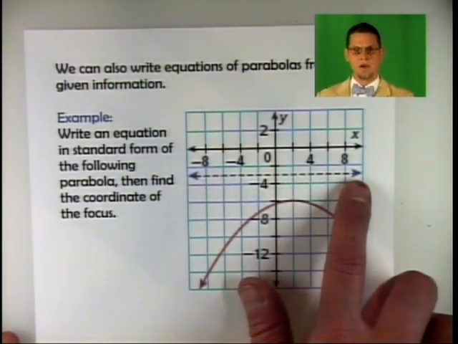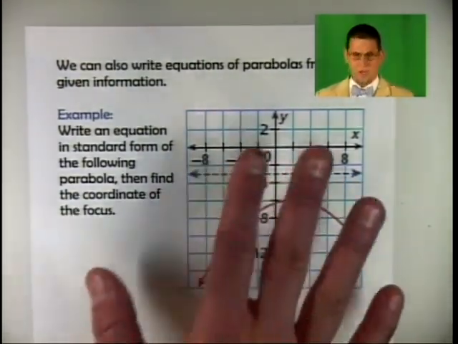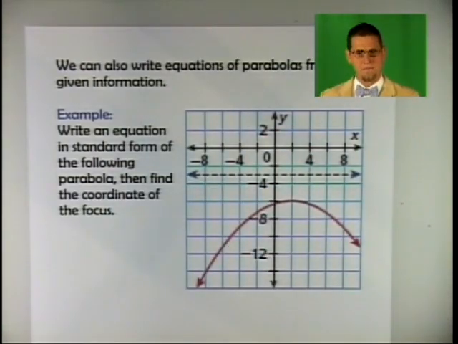Notice this dotted line here is the directrix. The directrix is shown and we have a nice coordinate plane that we can count. Basically, we need to figure out first of all if it's going to be vertically or horizontally, and then we need to find the vertex and the distance from the vertex to the focus. Or we can actually find the distance from the vertex to the directrix, because remember, those are the same for a parabola. We just have to be careful about the sign.